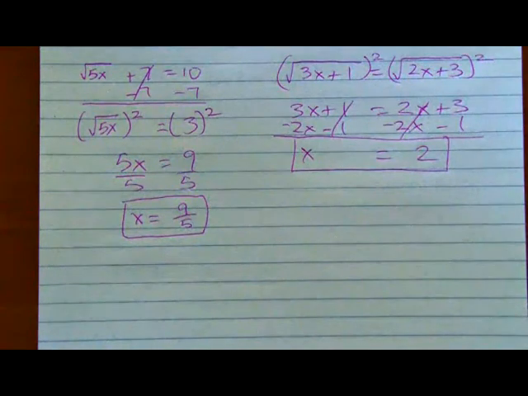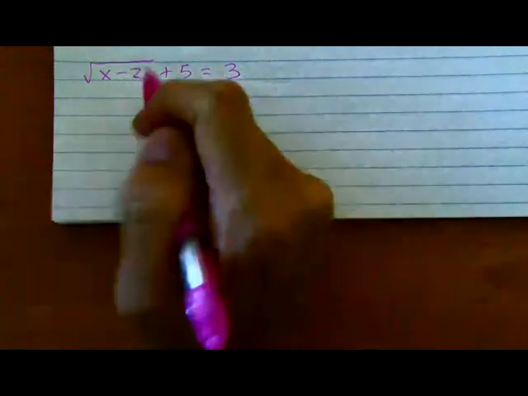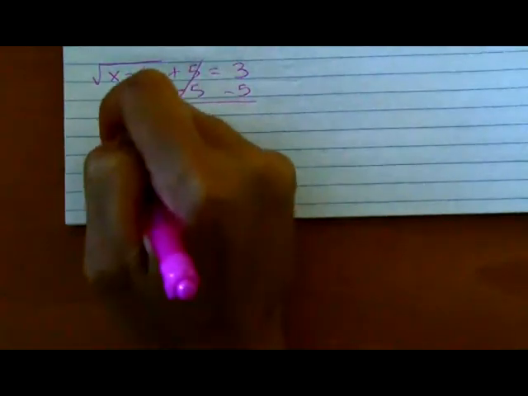Let's try one more. Okay, just like the other two problems, we need to get the radical by itself. We need to get rid of the 5. That's gone. Square root of x minus 2 equals negative 2.